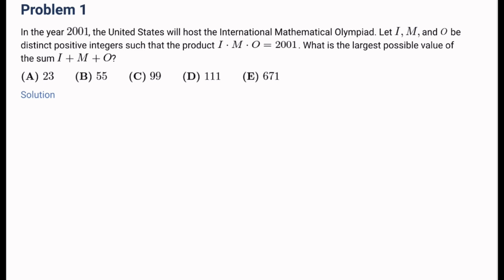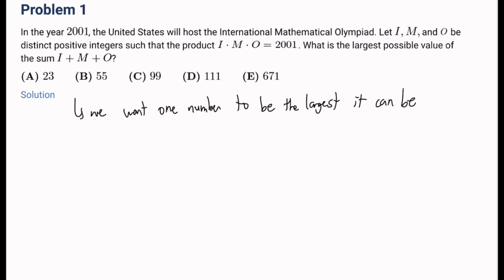Okay, so since we have to get the largest value of their sum, and they multiply to get 2001, that means we want one number to be the largest it can be. If we didn't have that distinct clause, we would just have gone for 2001, right? But since they can't be the same, one has to be 1, and then one has to be the next lowest factor, which is 3, because this is not an even number, but it's divisible by 3. If we divide 2001 by 3, that will just be 667, right? So if you add these up, this gives us 671.